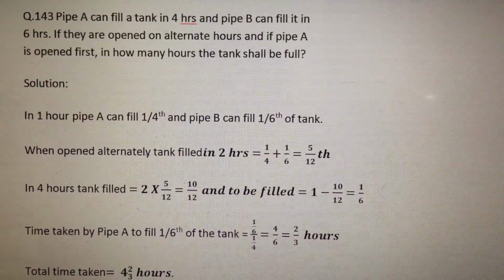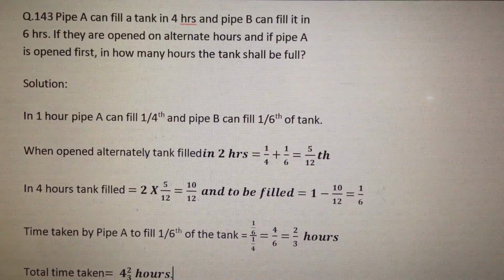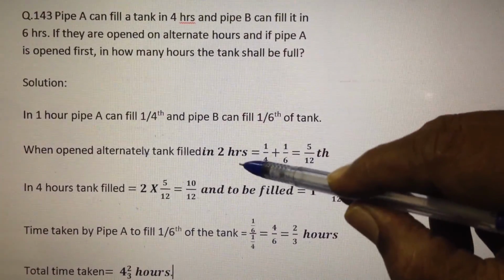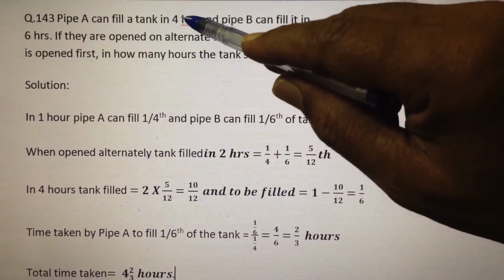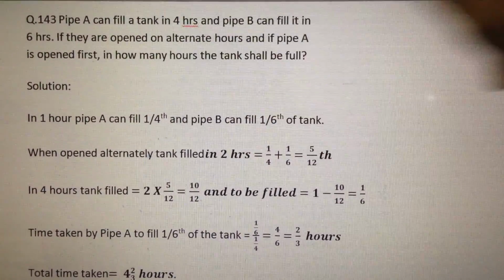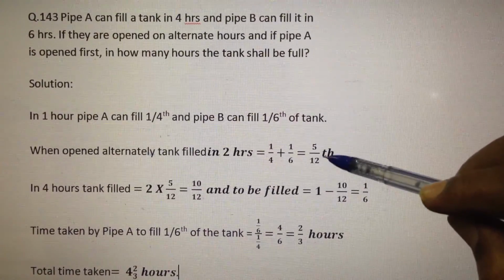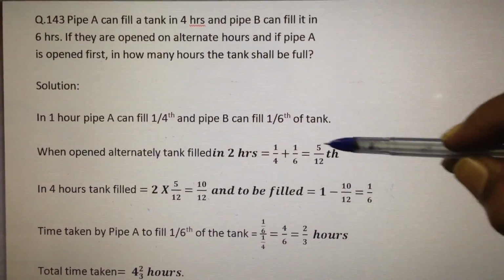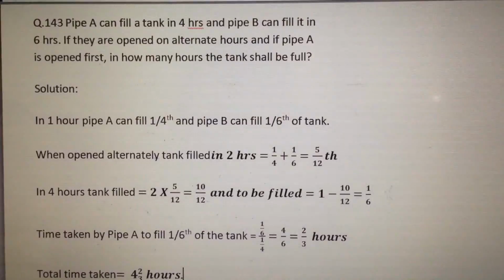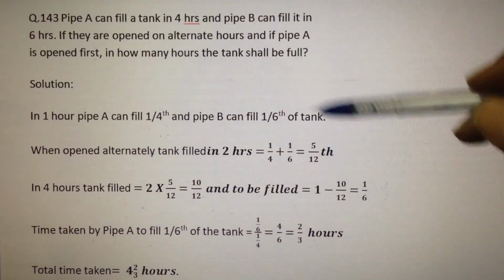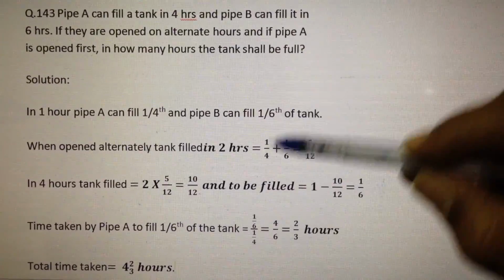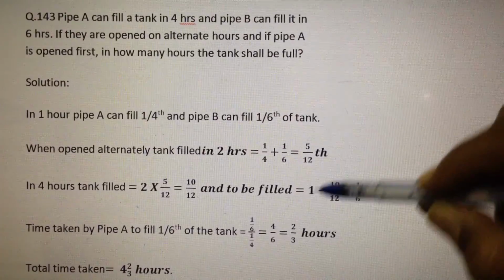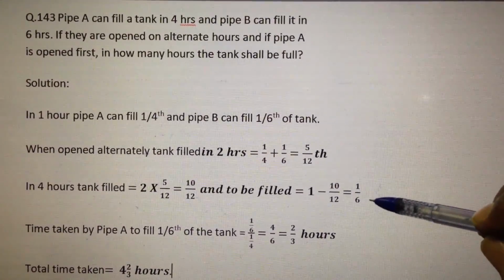So when opened alternately and starting with pipe A, in the first 2 hours work completed will be 1/4 of pipe A and 1/6 of pipe B. That is 1/4 plus 1/6, which is equal to 5 by 12 of the total tank in the first 2 hours. In the next 2 hours, another 5 by 12 will be completed. Therefore, in 4 hours, 5 by 12 plus 5 by 12, which is equal to 10 by 12th of the total tank will be filled. And the balance left is 1 minus 10 by 12, which is equal to 1 by 6.